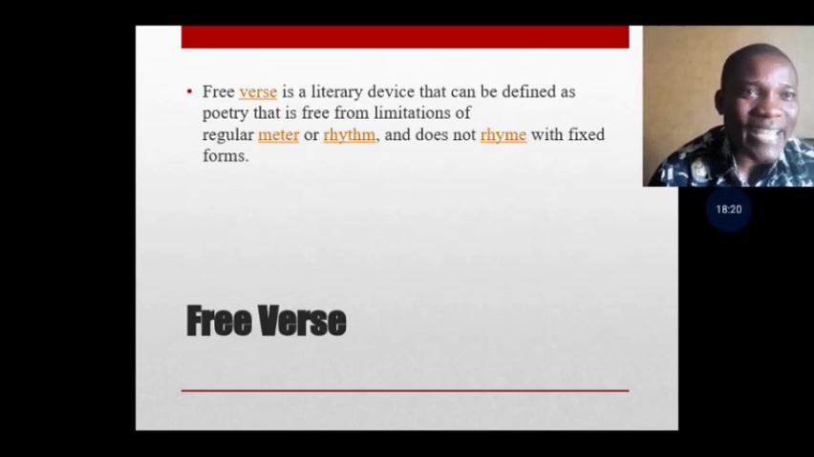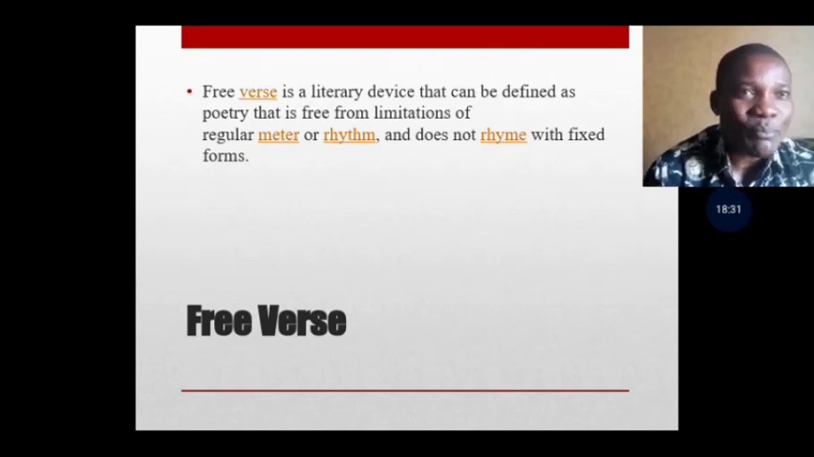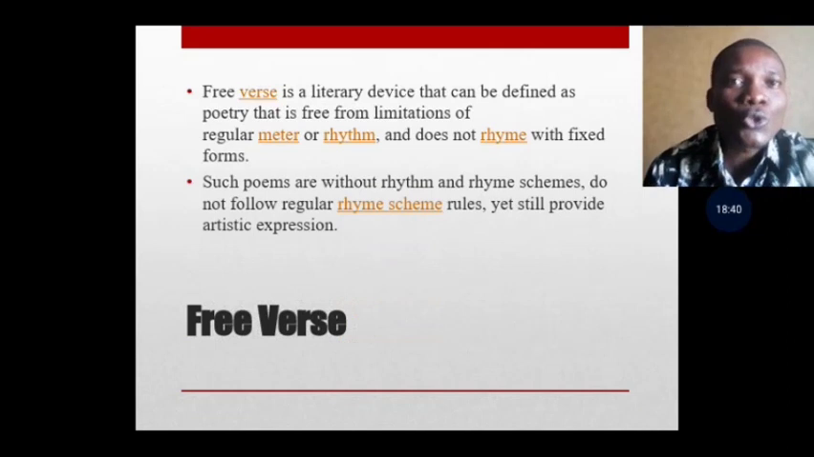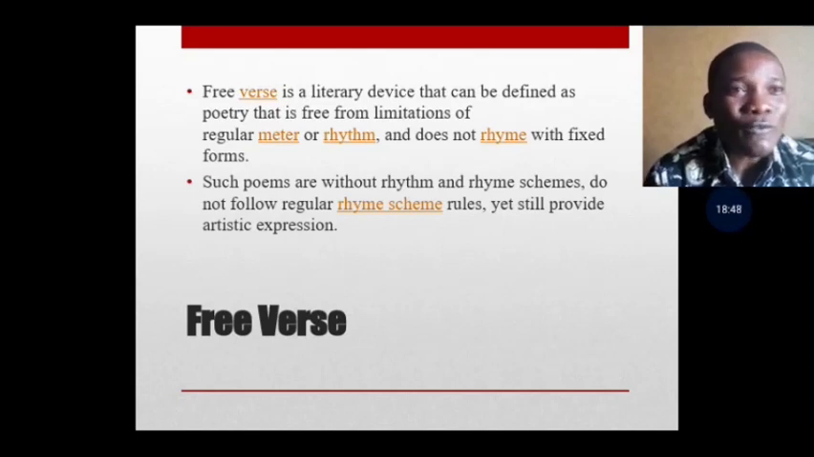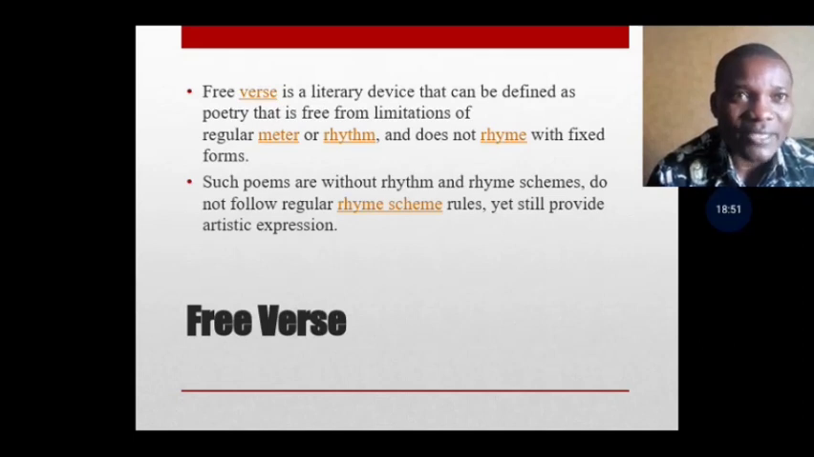there are irregular meters. What am I trying to say? Irregular in the sense that there are certain points where you may observe rhyme, and there are poems where you may not see rhyme. But for a blank verse, there are no rhymes at all. Such poems do not follow a regular rhyme scheme. Yet, they still provide artistic expression. So, most of the sonnets you have are usually written in blank verse and in free verse.